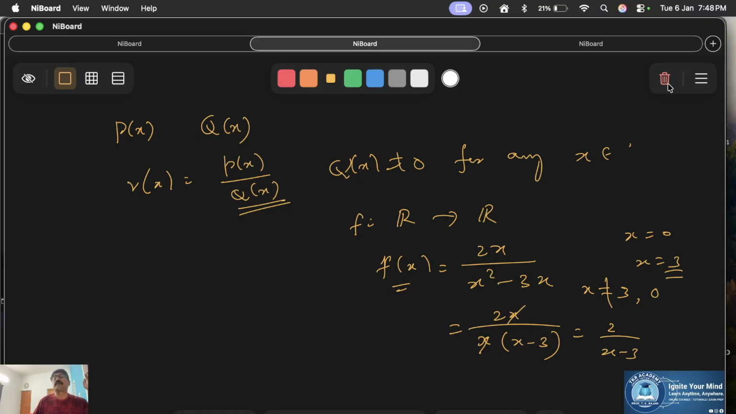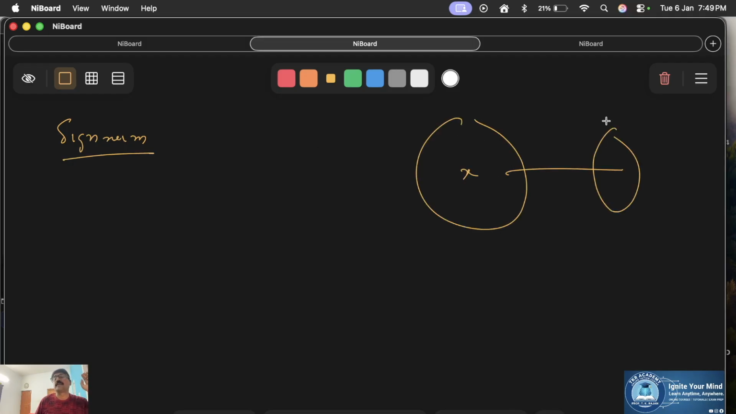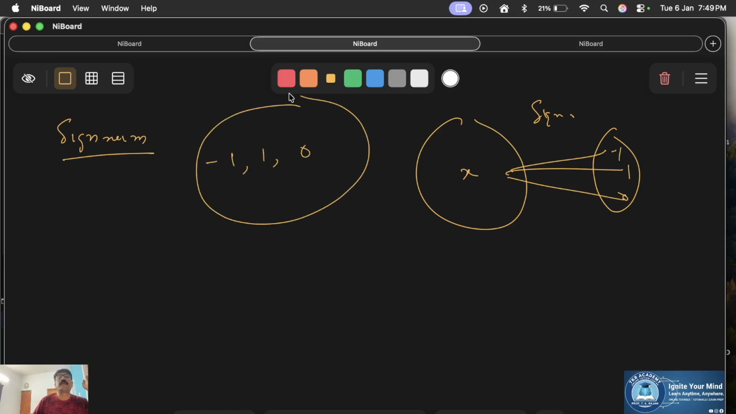There is another function called signum function, S-I-G-N-U-M. It tells what is the sign of x. You take any x here, what is its sign? That is the signum function. If x is positive, it takes 1. If x is negative, it takes minus 1. If it is 0, it takes 0. So the range consists of only three values, minus 1, 1 and 0.